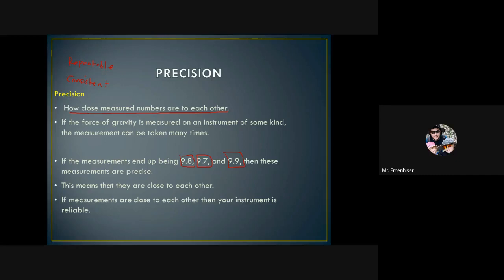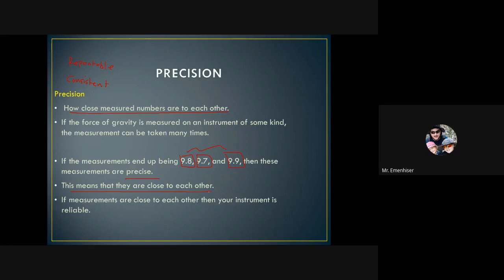Reliable. Okay? So if these numbers are all close to each other, which they are, they're off by 1 or 2. So they're very close to each other, and that means that they're precise. So the precision is how close each number is to each other. Okay? And that just means that the instrument's reliable.